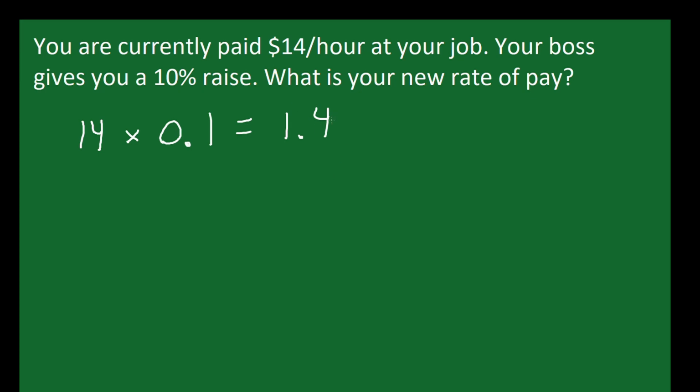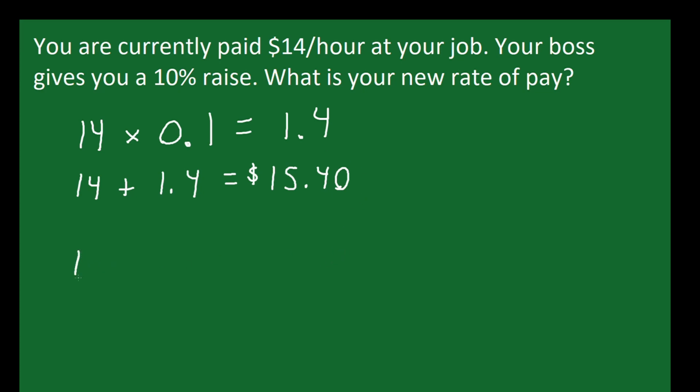If you do this, you're going to get 1.4 as your answer. Now, wait a minute, 1.4. You're definitely not making $1.40 an hour. This 1.4 represents the increase in your pay, right? The increase in your hourly pay. So to find out what your new pay would be, you'd have to say, okay, 14 plus 1.4, and that would be 15.4, or $15.40. That's one way to do it.